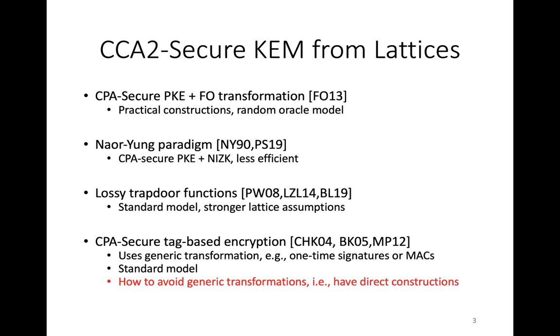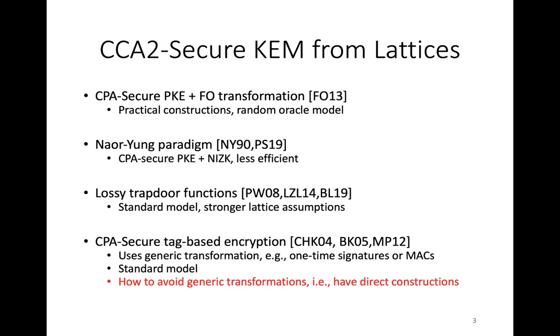In terms of constructing CCA2 secure KEM from lattices, we have the following approaches. The first one is to apply the Fujisaki-Okamoto transformation to CPA secure public key encryption. CPA stands for chosen plaintext attack. This gives us practical constructions, but the security argument can only be done in the random oracle model. The second approach is the Naor-Yung paradigm, and it sometimes gives us less efficient constructions.